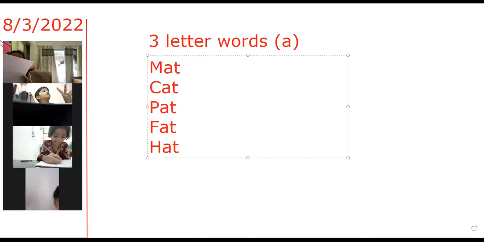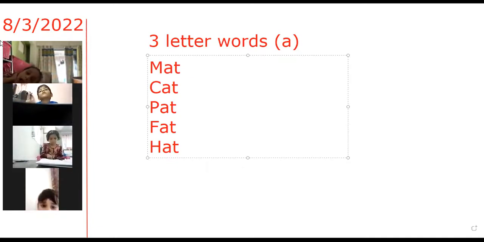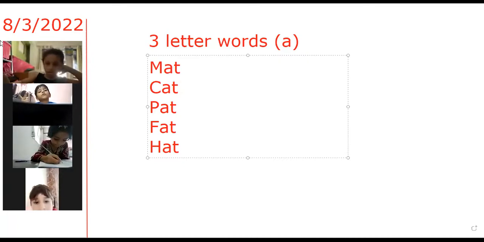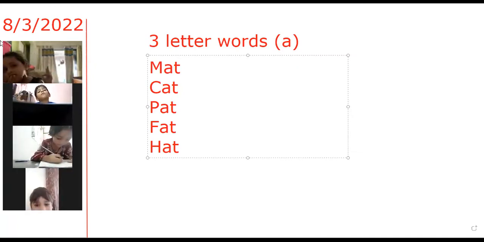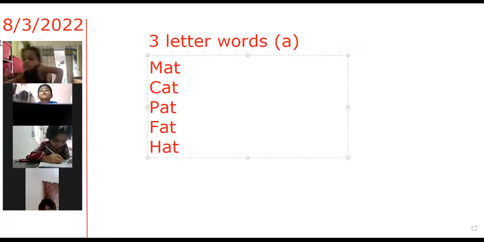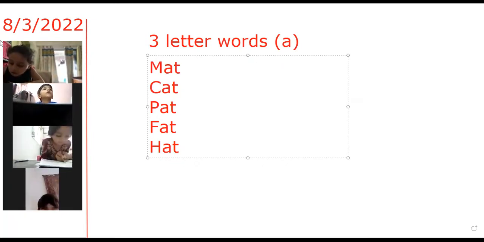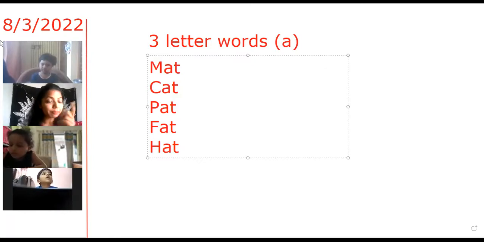Then pat. Pa, a, pa, t, pat. Ba, a, ba, t, bat. Fa, a, fa, t, fat. And the last one is ha, a, ha, t, hat. All right. Now I'm going to ask you one by one. Nora, can you start first? Blend all the five words.